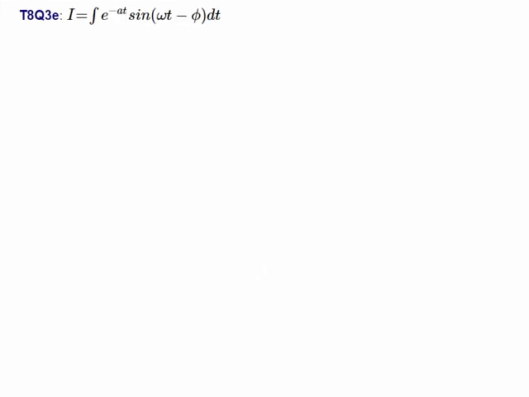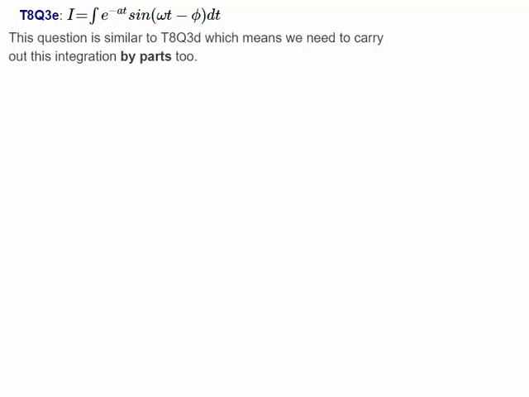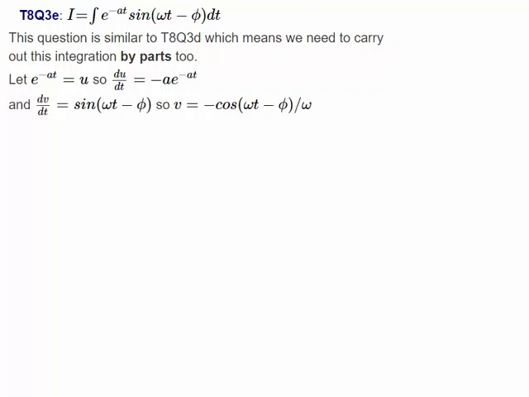Part E. Integrate e to the minus at sine omega t minus phi dt. This is in effect the same as part D, except this time we're differentiating with respect to t rather than with respect to x. Okay, so we're going to use integration by parts again. So we'll let u equal e to the minus at, so du dt is equal to minus a e to the minus at, and we're going to let dv dt equal sine omega t minus phi, so v equals minus cos omega t minus phi over omega.